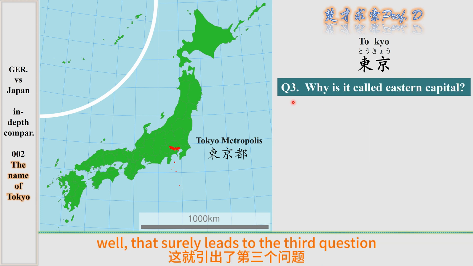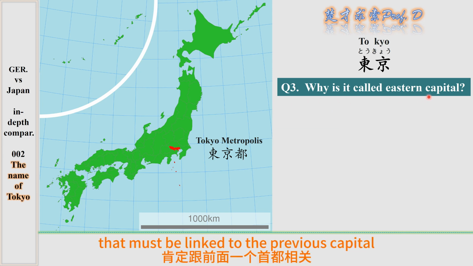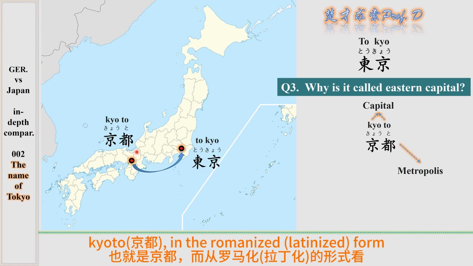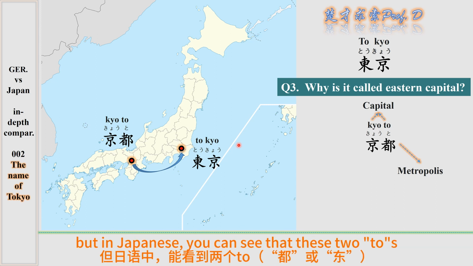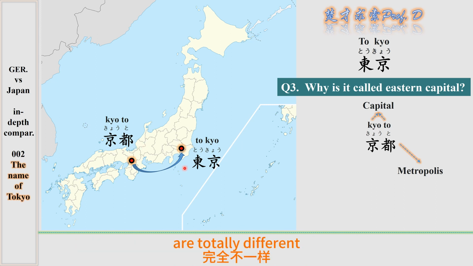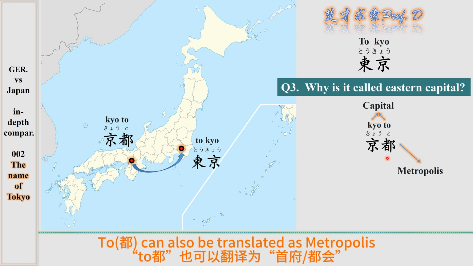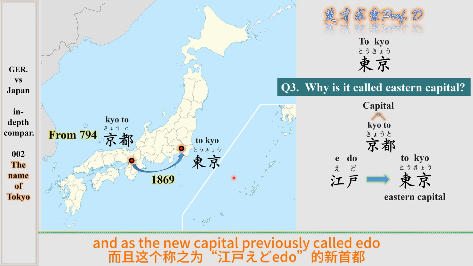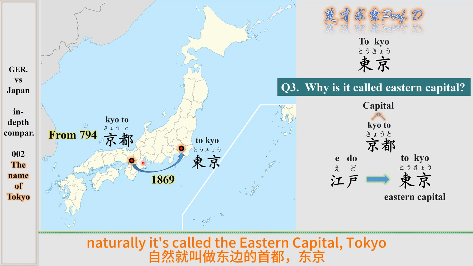Well, that surely leads to the third question. Why is it called the eastern capital? That must be linked to the previous capital, Kyoto. In the romanized form, Kyoto looks like the reverse of Tokyo, but in Japanese you can see that these two To's are totally different. Actually, for Kyoto, both these two characters mean the capital, or alternatively, To can also be translated as metropolis. And as the new capital previously called Edo is located at the eastern side of the previous one, naturally it's called the eastern capital, Tokyo.